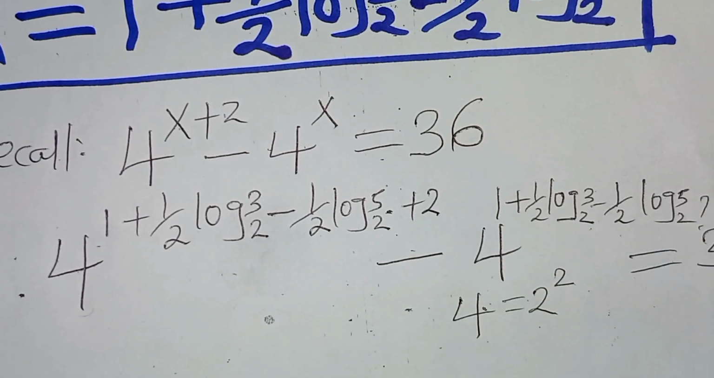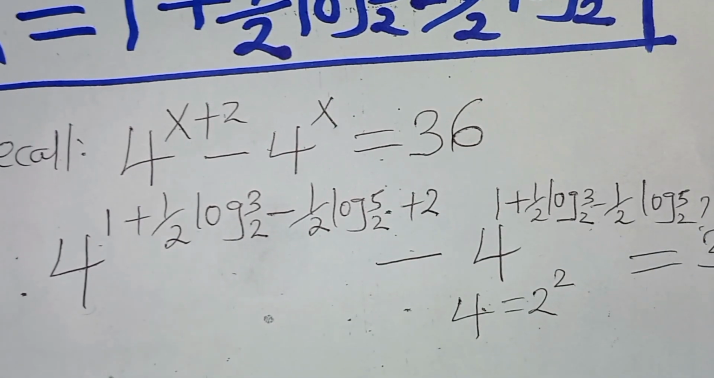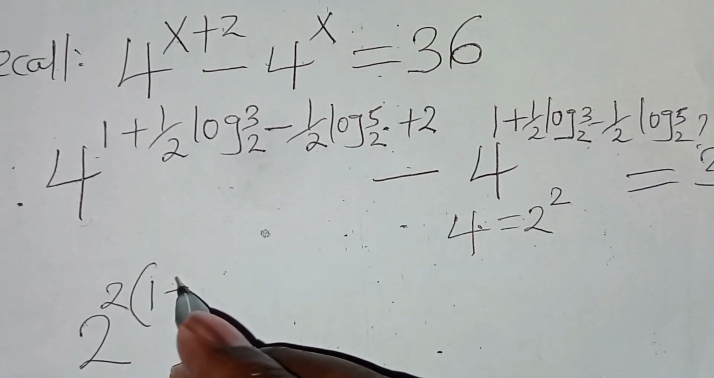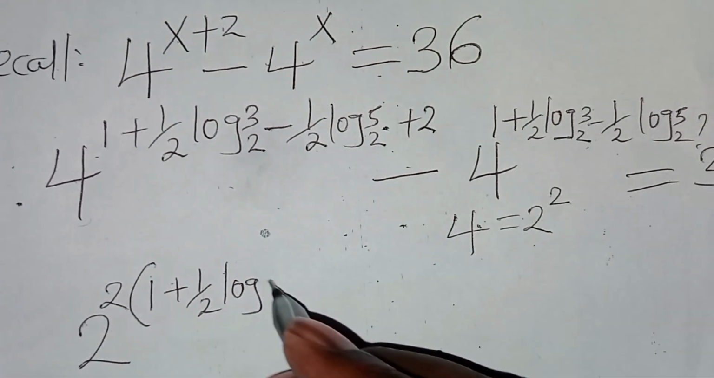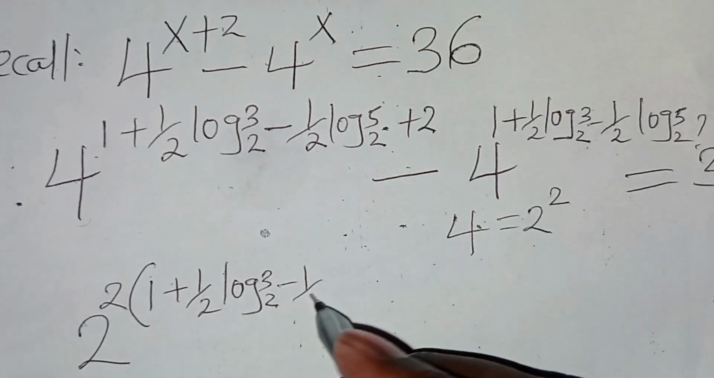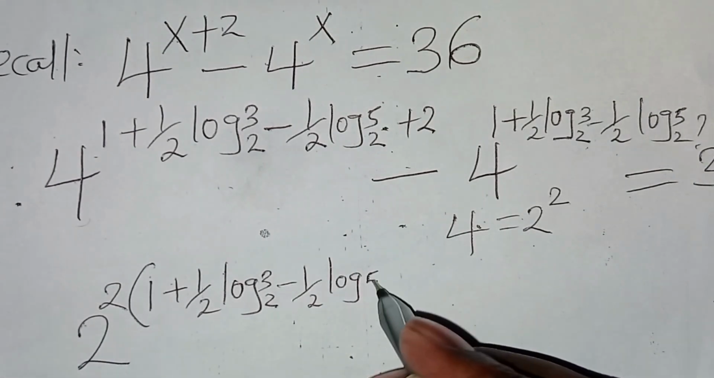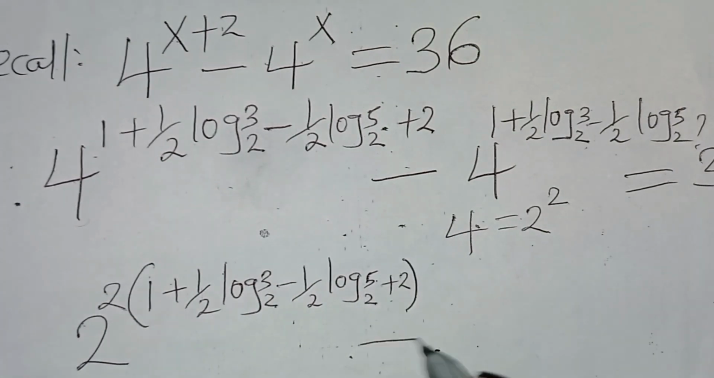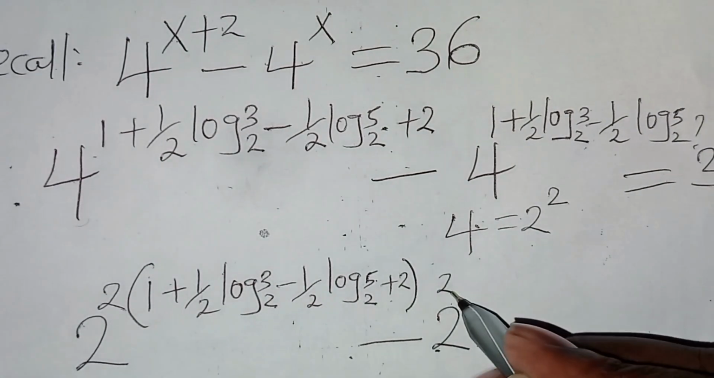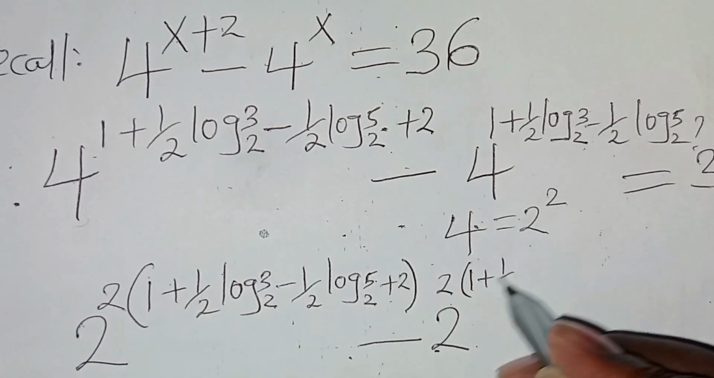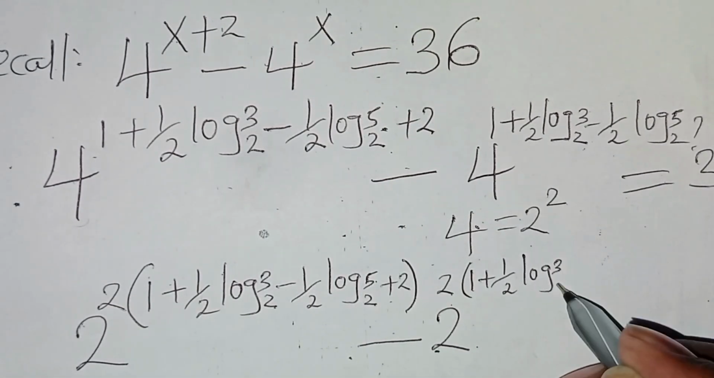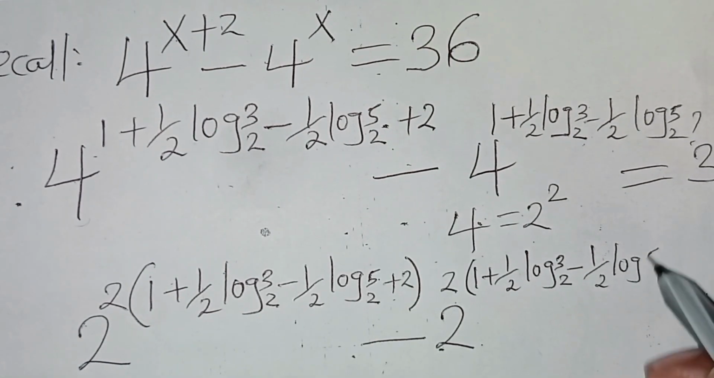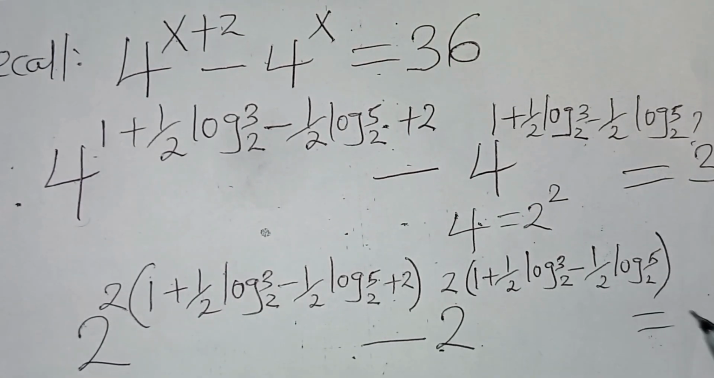Now this means that we will have 2 to power 2, into the parentheses here, we will have 1 plus half log 3 to base 2, subtract half log 5 to base 2, plus 2, subtract 2 to power 2. Again, here we'll have 1 plus half log 3 to base 2, subtract half log 5 to base 2. Now, this is supposed to give us a value of 36.